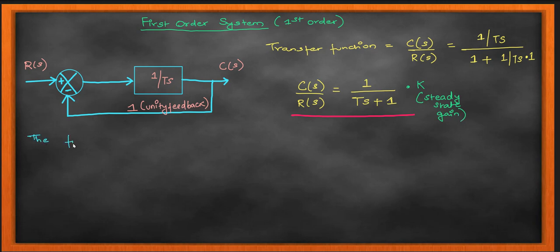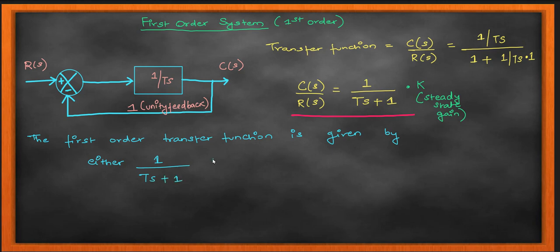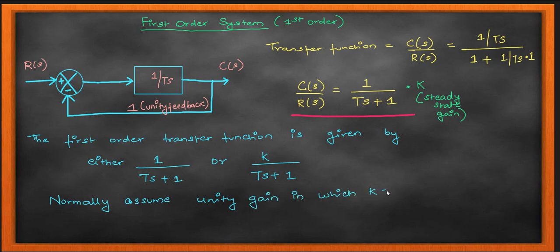Now, the first order system's properties. The first order transfer function is given by this, right? 1 by (Ts plus 1), where your K can be unity or non-unity. So now what we are going to do is find your impulse response and the step response of a first order system. Okay, so the assumption of unity gain is what makes that K equal to 1. So done. So this is the block diagram of your first order system.